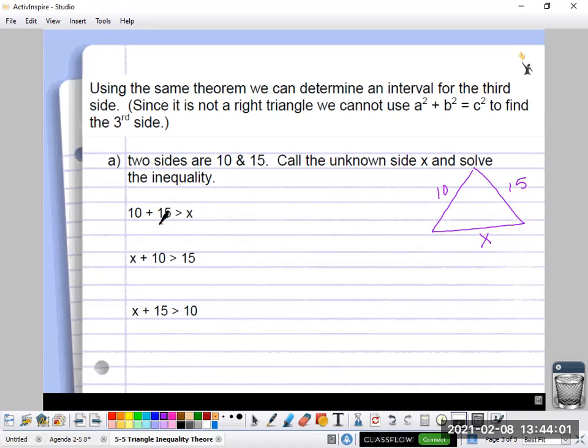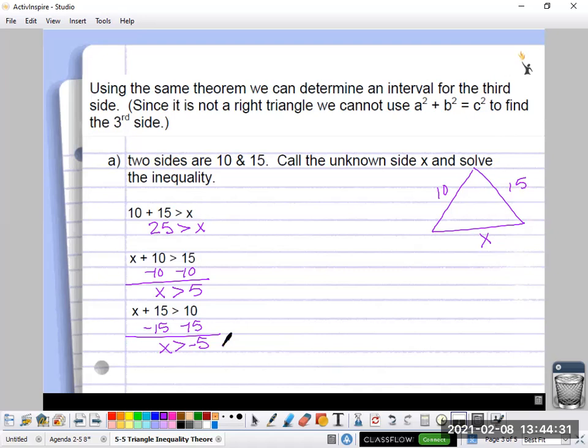So 10 plus 15 is 25, which is greater than x. Here we subtract the 10 from both sides, and we get x is greater than 5. And now subtract the 15 from both sides, and we get x is greater than negative 5. Now for an interval, we just need two numbers. We need a low one and a high one. So we got 3 here. Which one do we not need?